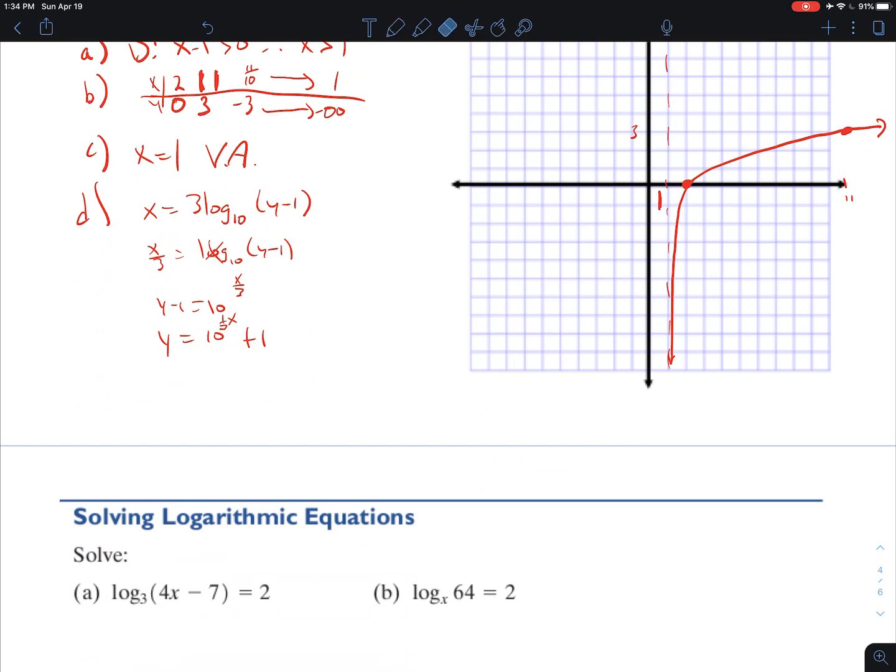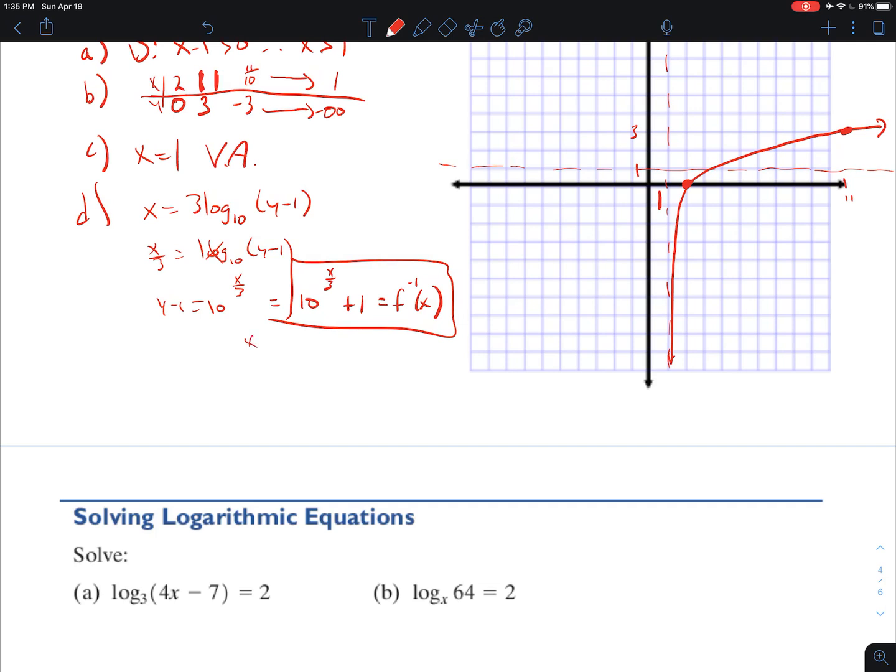So not the neatest thing I've ever done in my life. Let's try that again. 10 to the x over 3 plus 1. And this is y inverse, or f inverse of x. So, based on what we know, we have something raised to the x power. It's exponential, and it's going to be growth. So that base is 10, and shifted up 1 unit. So we have a horizontal asymptote there at 1, and I could plug in some values.